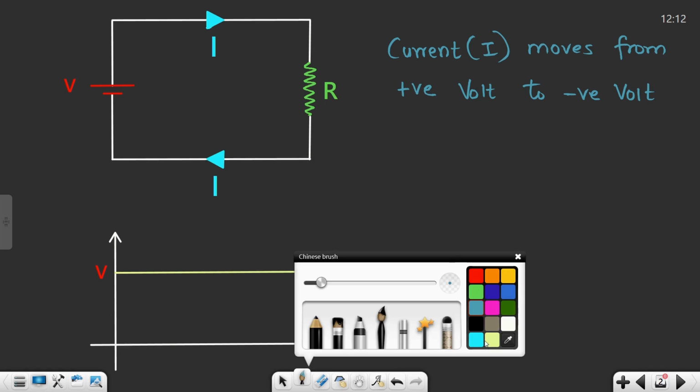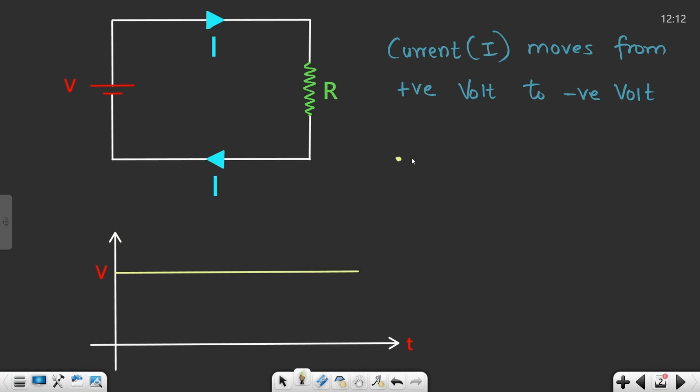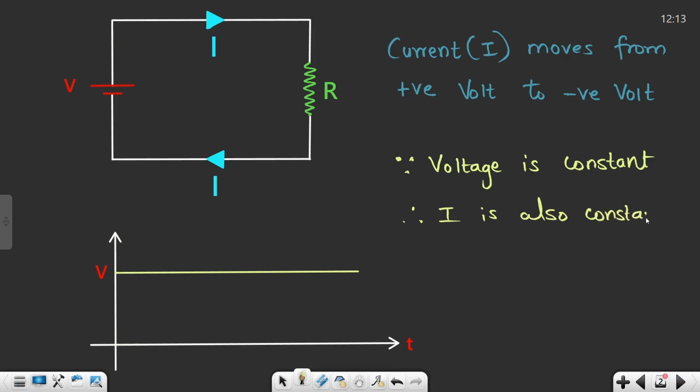I'll just write over here: since voltage is constant, which you can clearly see over here, therefore current I is also constant. That means the magnitude of voltage and current are not changing with respect to time. Great. Let's proceed further.